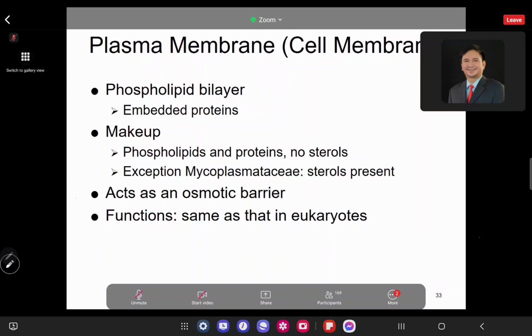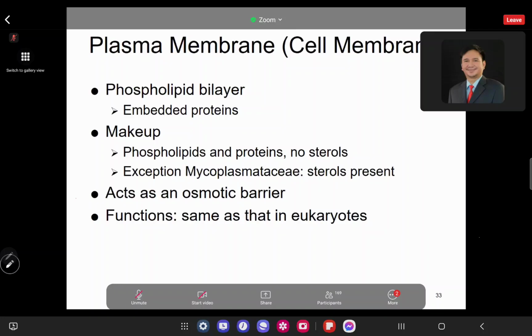Sterols are abundant in the bacteria family Mycoplasma, like your Mycoplasma pneumoniae. It has no cell wall. It has a cell membrane, but instead of phospholipids, we have sterols. Now, what is the function of your plasma membrane or cell membrane?